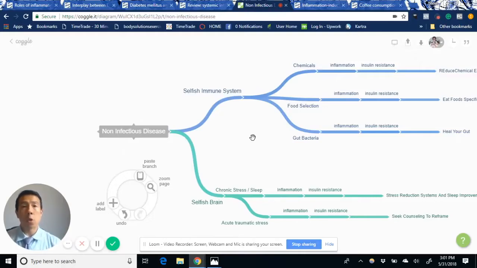And for stress reduction, there are so many systems that it's beyond the scope to get into all of them, but you basically want to implement some type of system to address chronic stress levels.